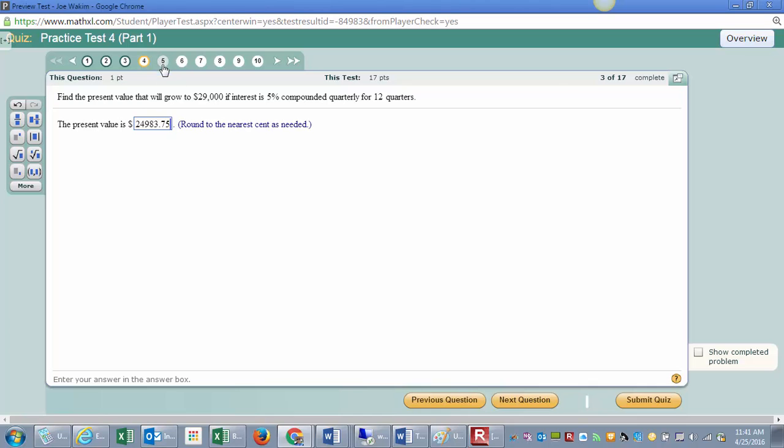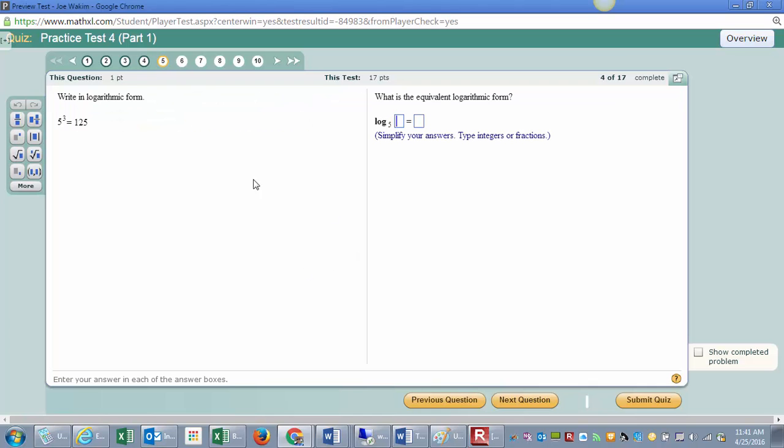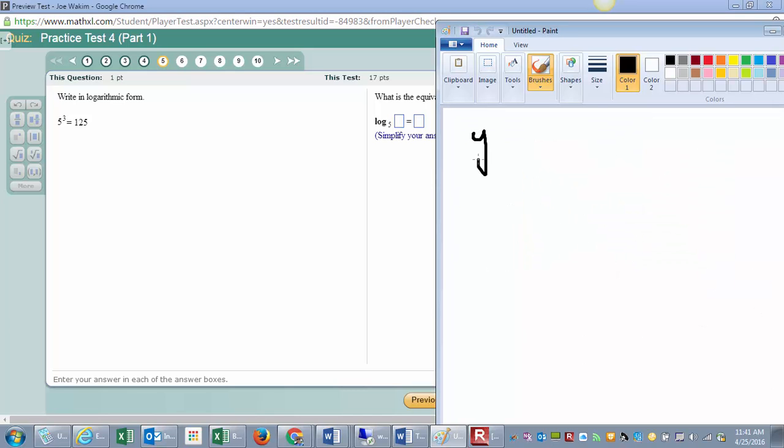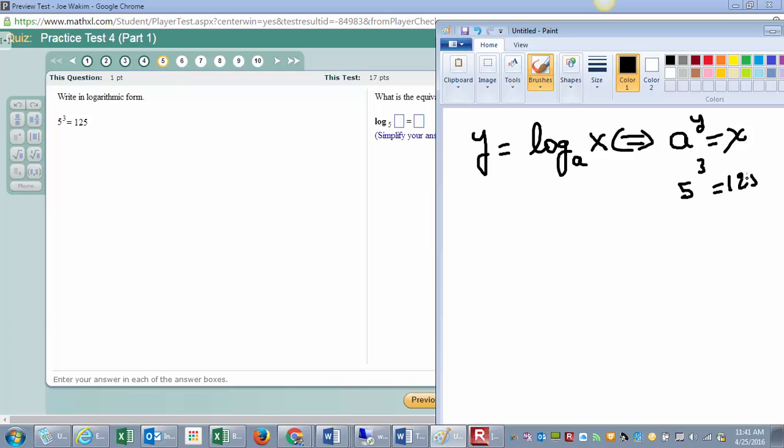All right, let's go to number 5. And number 5 is very simple. We need to change this exponential to log, and we can use that property where y equals log of x base a is equivalent to a to the y equals x.